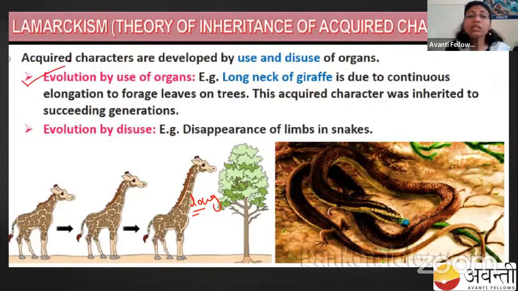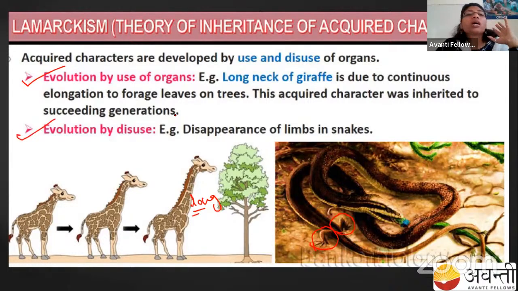So this is an evolution which is led by the use of a particular organism, right? Then we have the evolution by disuse. Initially, the reptiles, for example snakes, were found to have limbs. As you can see in this picture, the snake has limbs, due to which it is able to crawl on the ground. But as they keep on crawling on the ground, there is no further use of the limbs, because their body can do the swirling movement and they can easily crawl, right? So their limbs disappeared with the passing time.